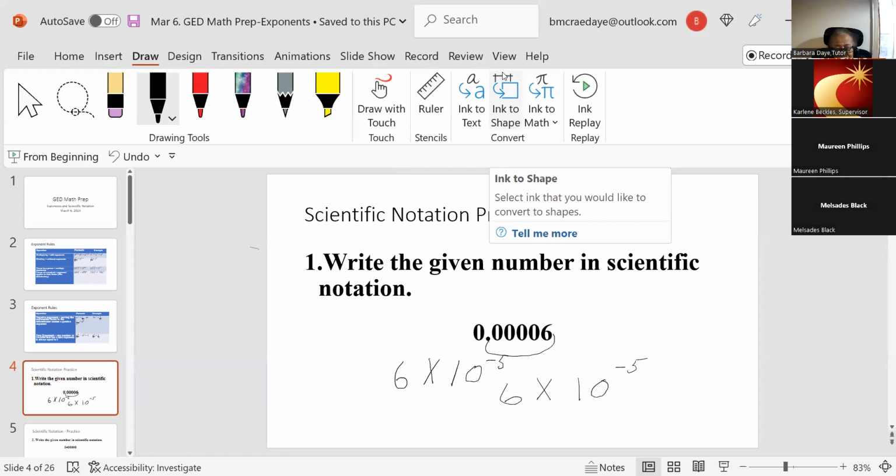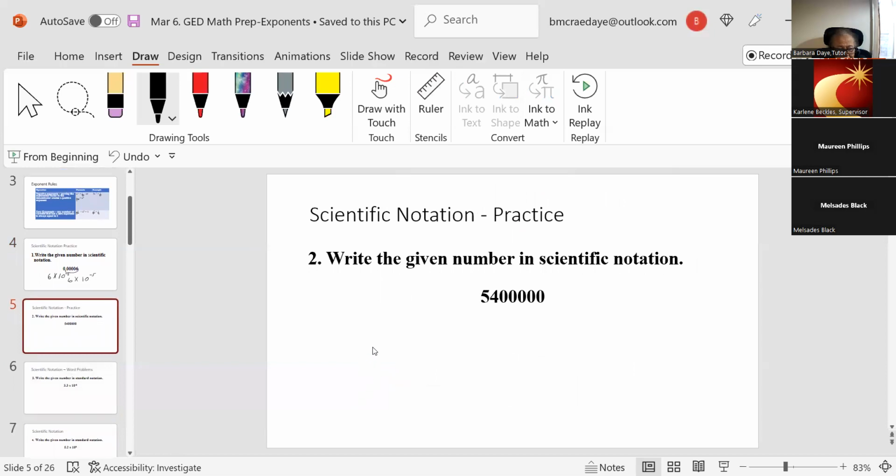Oh yes, that would be the answer. Because if you move to the right, the exponent is negative, and the number of places you move the decimal point is the exponent. So we know it's negative, and we moved it 5 places. Right? Yes. Questions? Okay, let's go to our next one.